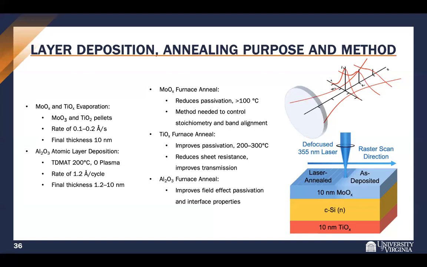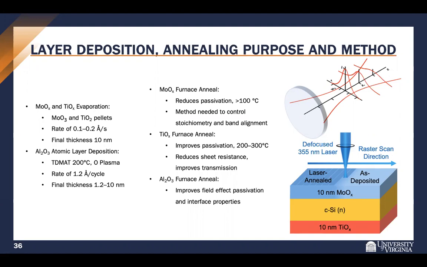So for the molybdenum oxide, furnace annealing just reduces the passivation. Really, any temperature above 100 degrees Celsius totally reduces its passivating ability. But you still need a method to control the stoichiometry and band alignment of this layer. So hopefully laser annealing can help with that. For TiO2 furnace annealing, the passivation is improved from 200 to 300 degrees Celsius. And this is because it reduces the sheet resistance and improves the transmission of the TiO2. But the issue is this temperature is much higher than the molybdenum oxide could handle. For aluminum oxide, furnace annealing improves it. Typically, this is done at 400 degrees Celsius.